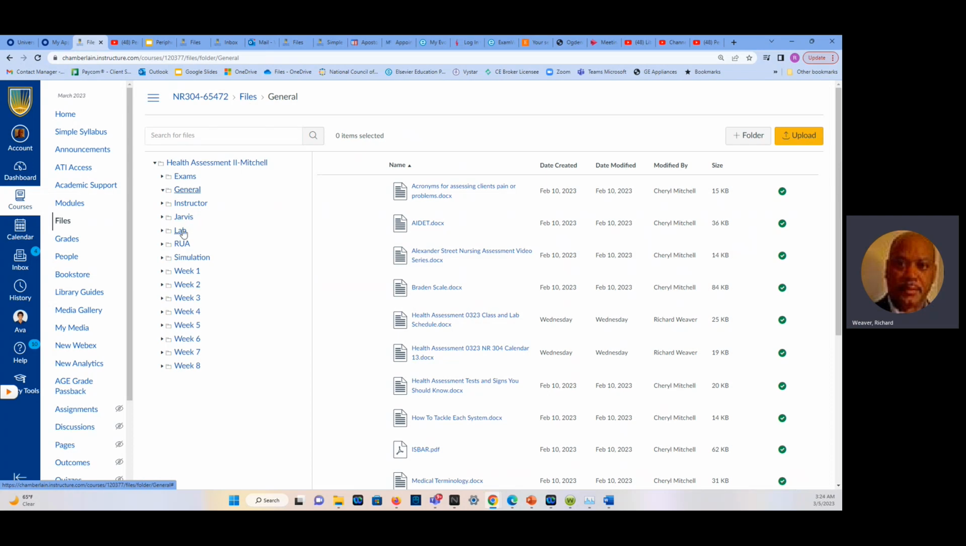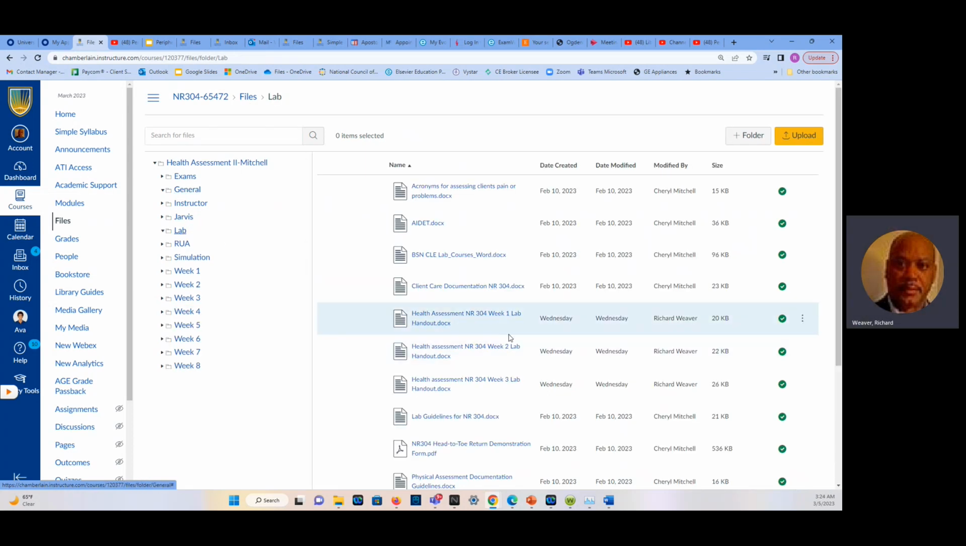Under lab, you will see the health assessment documents, or the skills that you have to practice in lab weekly. That is here. Actually, I put that there. So make sure you pull up week 1, because on Friday, this is what you will be doing in lab. And of course, as I mentioned in the email, lab time is to do work, not to play around and have lots of conversations. It should be all surrounding practicing these skills.